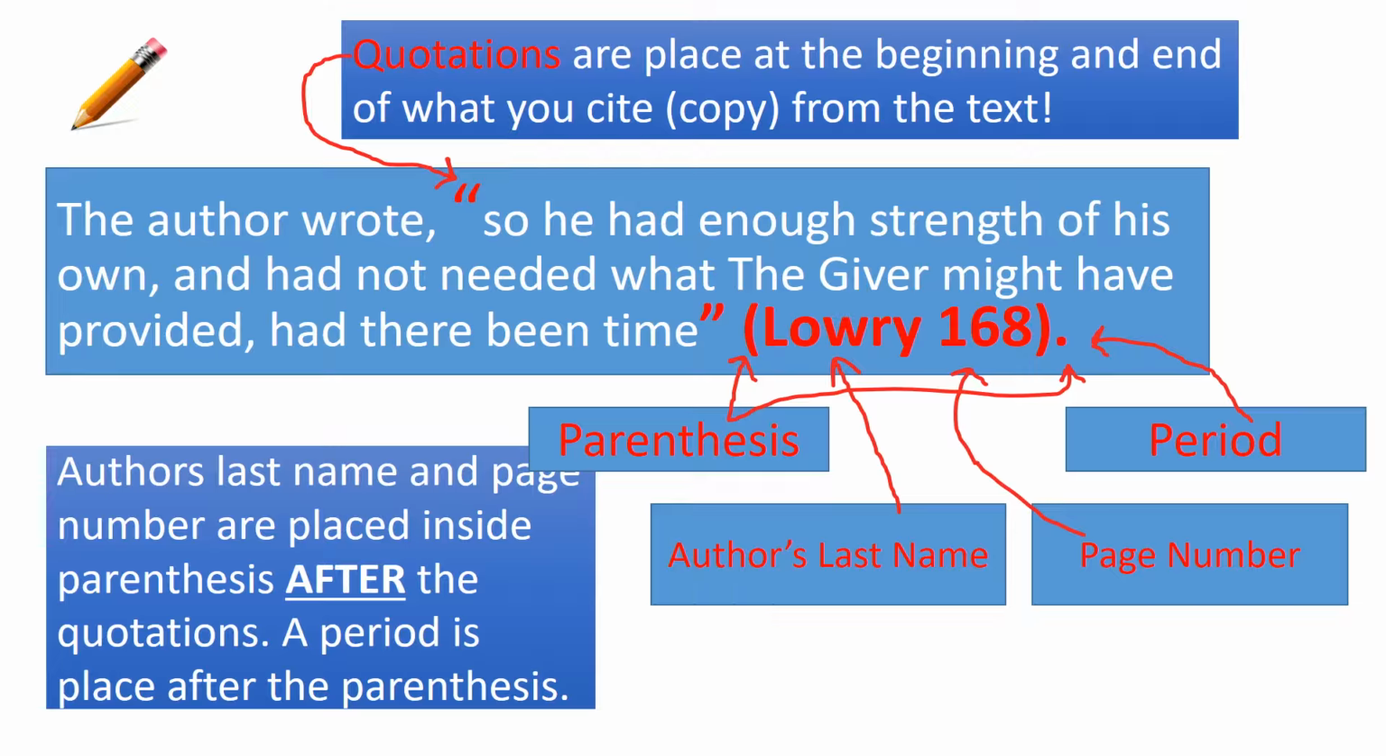So that's pretty much it for MLA citations. Feel free to refer back to this throughout the school year. We're going to be using it every time we ACE a question. And if ACE-ing a question is something you've never heard of, then feel free to look it up, or I will create another video to help explain what ACE the question is.